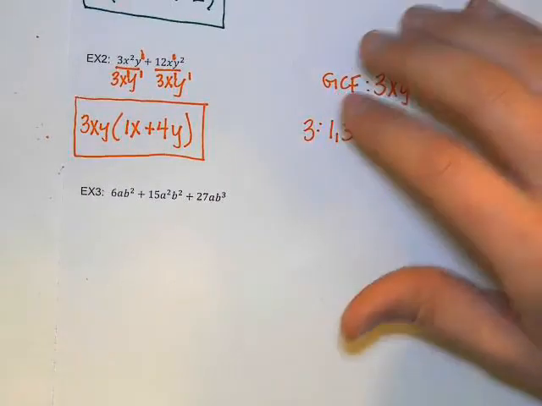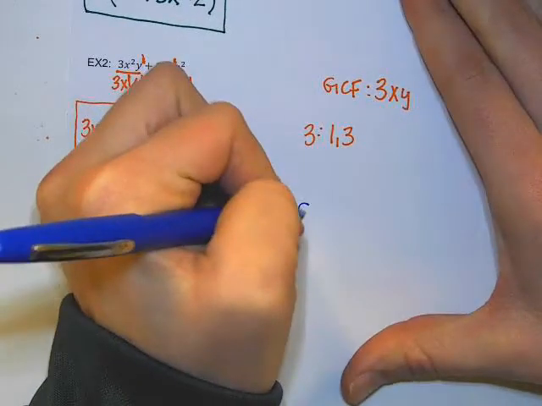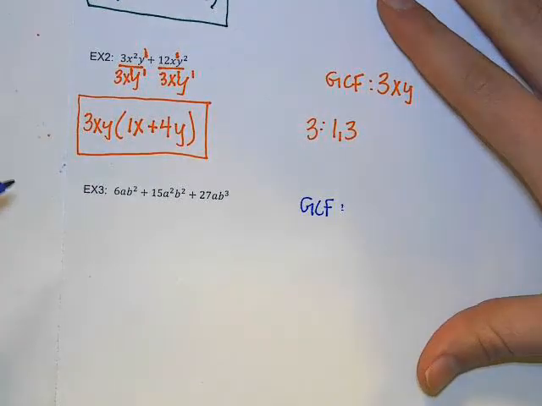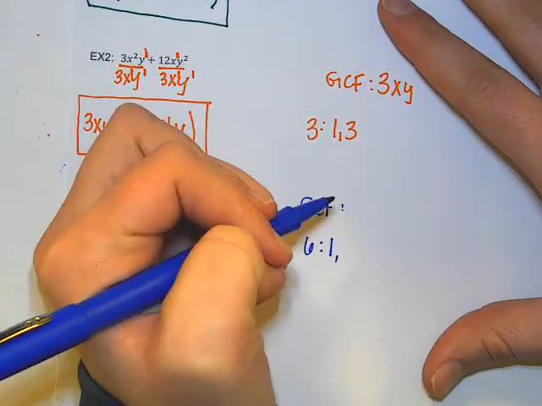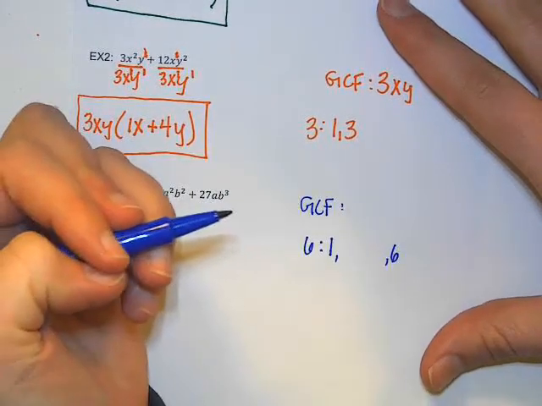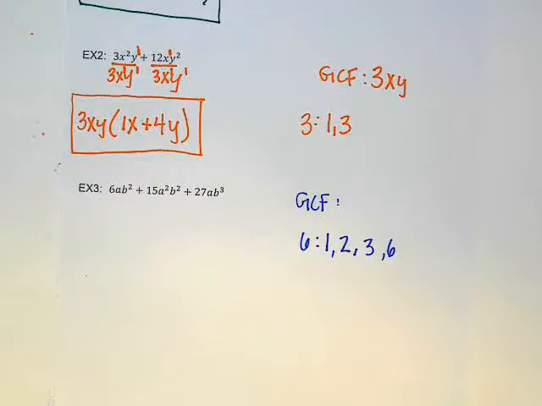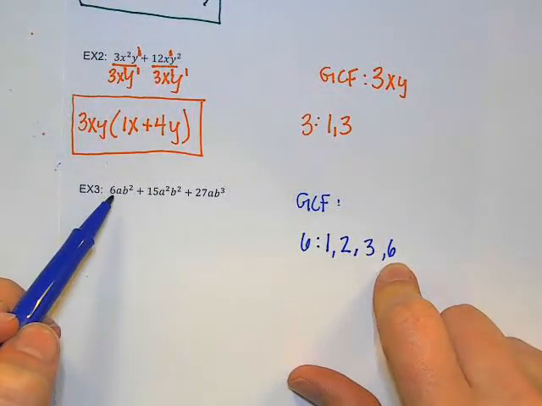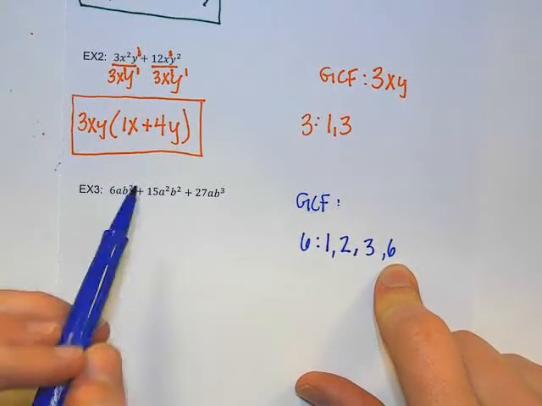Okay, number 3. Last one. Step 1. Find your GCF. Okay, what's the smallest number? 6. What are my factors of 6? 1 times 6 gives me 6. What else could be multiplied to get 6? 2 and 3 multiply together to give me 6. You with me? Okay. Start with your greatest factor of 6. Can 6 go into 6? Yes. Can 6 go into 15? No. So can 6 be the greatest common factor? No. Cross it out.